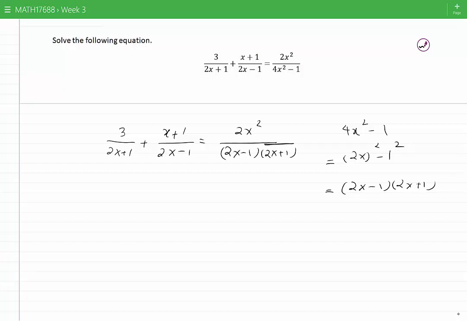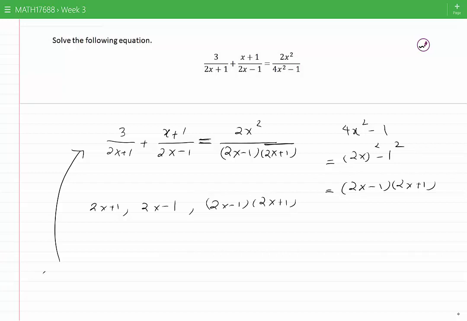Now we can multiply both sides of this equation by the lowest common multiple of 2x plus 1, which is the denominator of the first fraction, 2x minus 1, which is the denominator of the second fraction, and 2x minus 1 times 2x plus 1, which is the denominator of the fraction on the right hand side of the equation. The lowest common multiple is (2x minus 1) times (2x plus 1). So I multiply this equation, both sides, by (2x minus 1) times (2x plus 1).